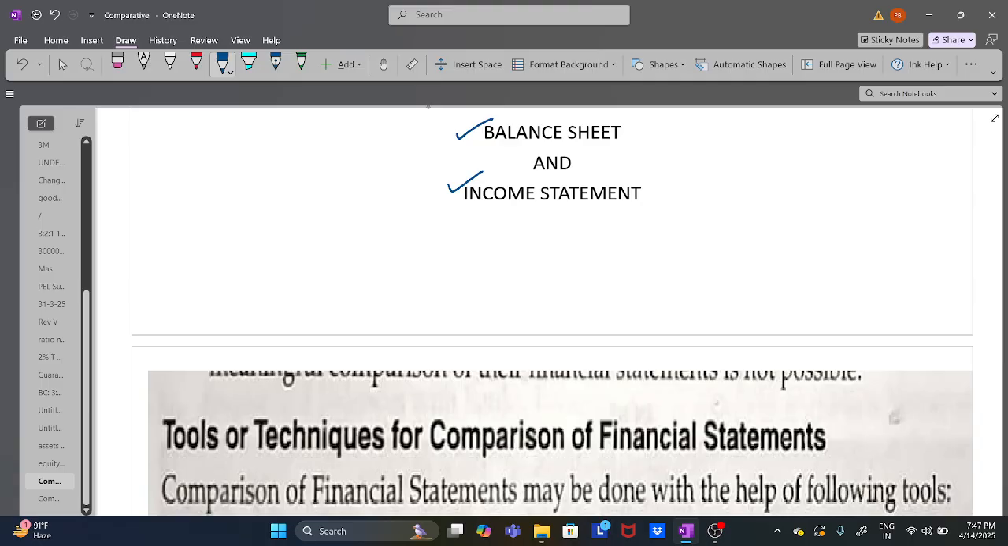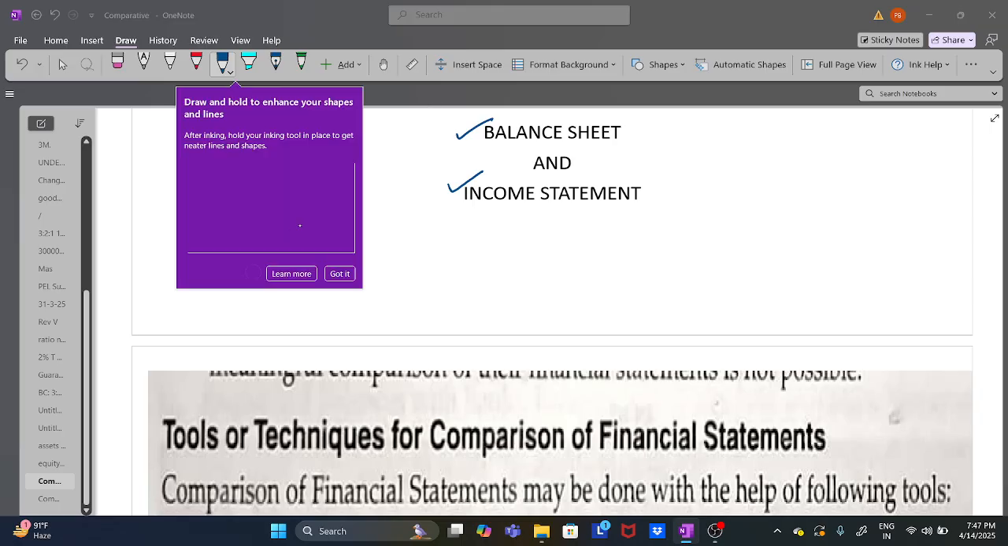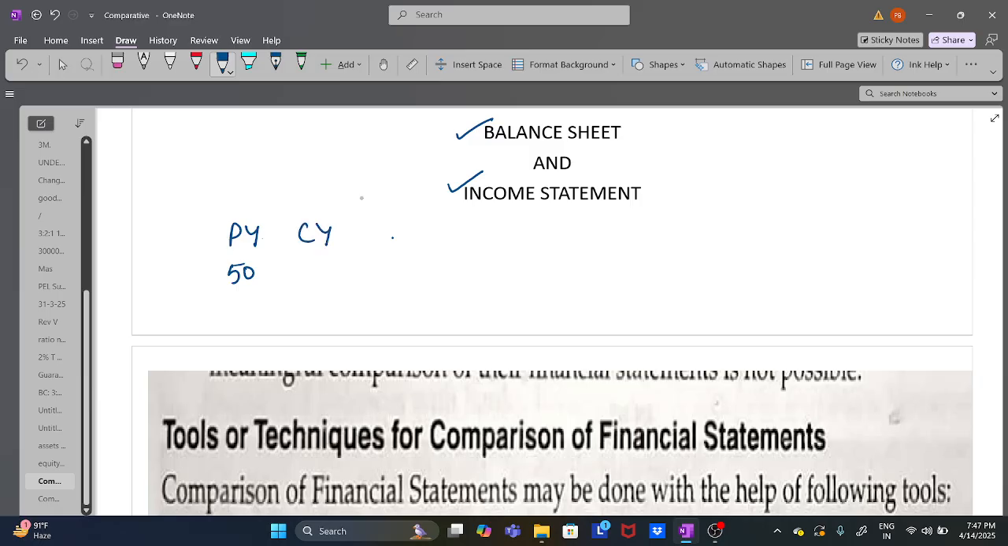What is a comparative statement? Say you got 50 out of 100 in the previous exam and in your current exam you got 60. So what is the absolute change? There is an increase of 10 marks in your performance. If I put it in terms of percentage, this 10 is the increase and the base amount was 50 marks, so 10 by 50 into 100, that is 20% increase in your marks.